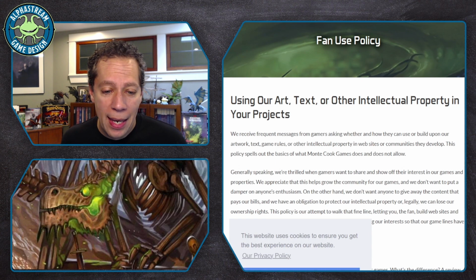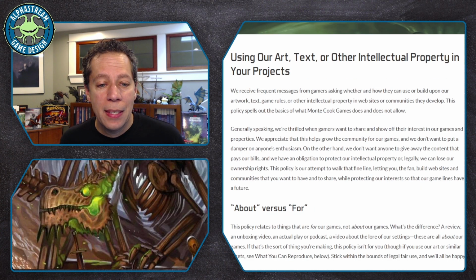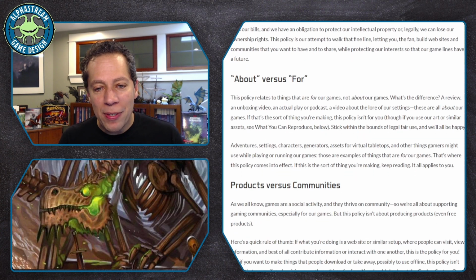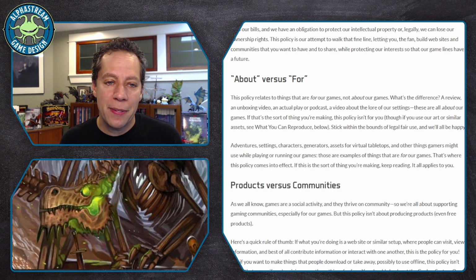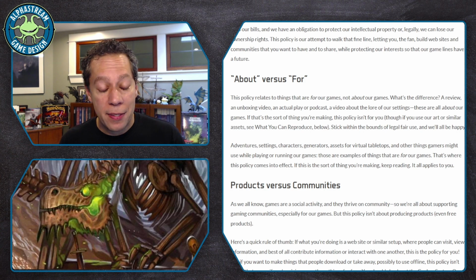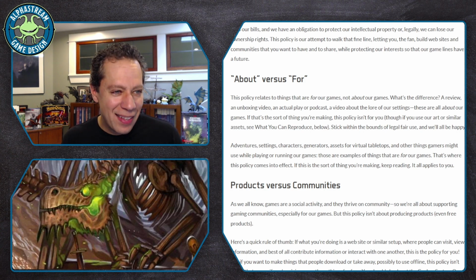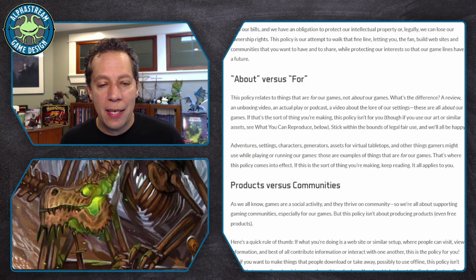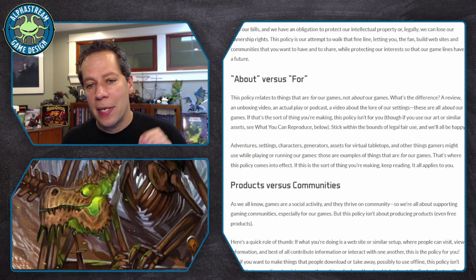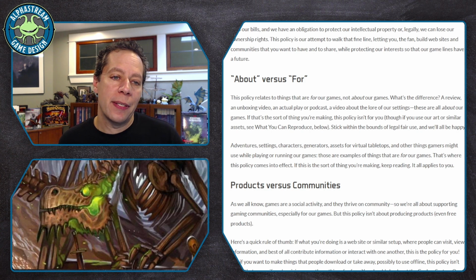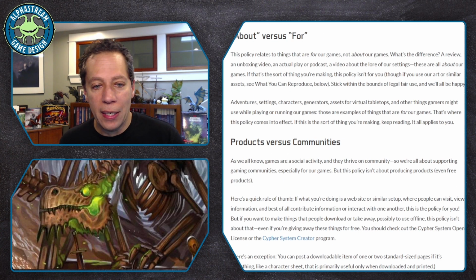Monte Cook Games has a policy here, and they have an interesting distinction where they talk about, if you're talking about our games, about our lore, you don't even need this policy. But if you're making something for the game, then you must follow this policy carefully to make sure that you're not violating it. I think that's kind of a neat way to look at it, right? So if I'm talking about things on a podcast, that's just a thing you get to do. If I am making an actual play of the game, that's cool. It's about the game. But if I'm creating actual setting material, now we're getting into trouble because that's for it.